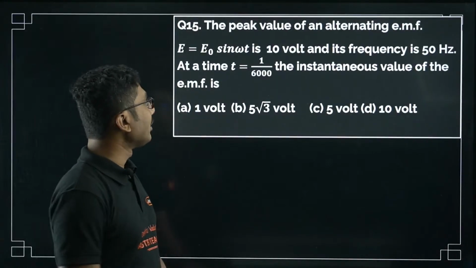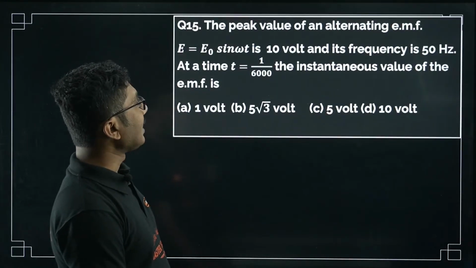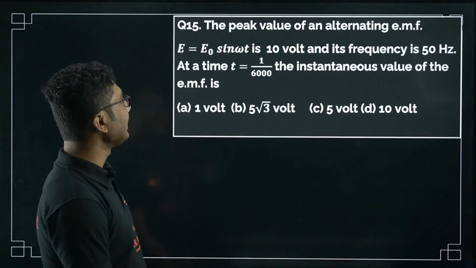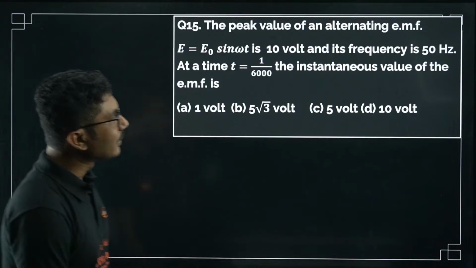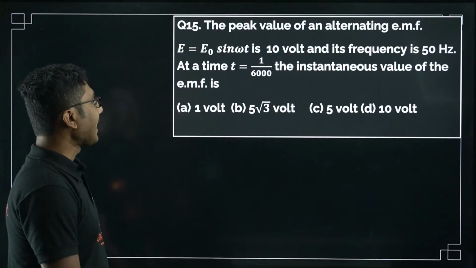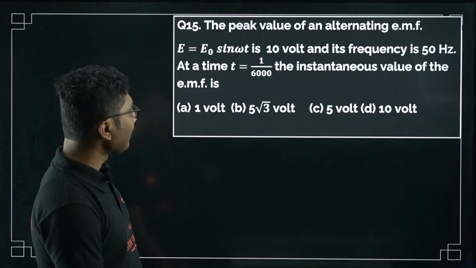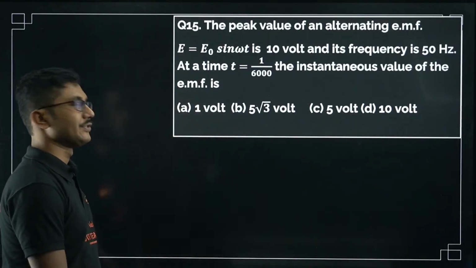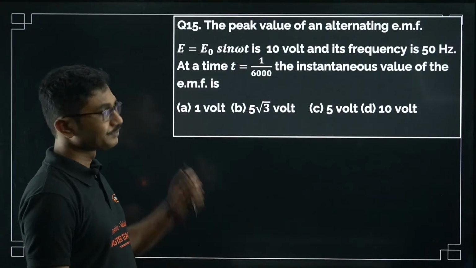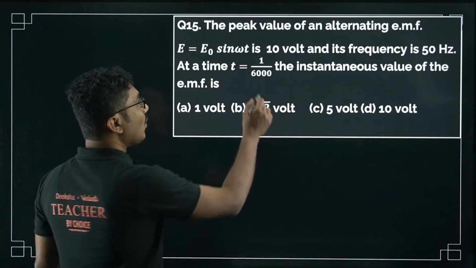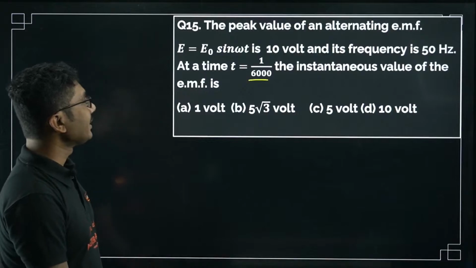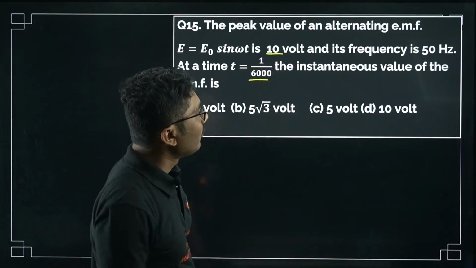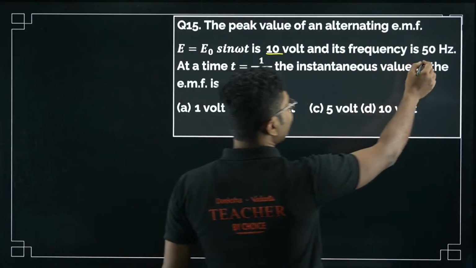Easy question, I don't want to waste too much time. The peak value of alternating EMF E equals E naught sine omega t is 10 volt and its frequency is 50 hertz. At a time t equals 1 by 600, the instantaneous value of the EMF is. Very interesting question. Time is given, E naught's value is given as 10 volt, and frequency is given as 50 hertz.